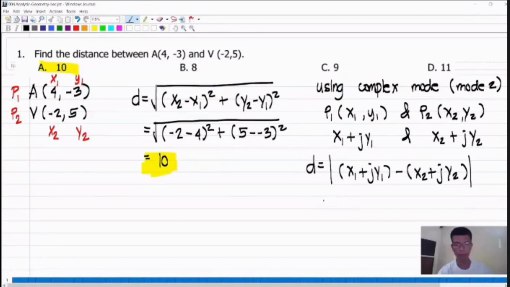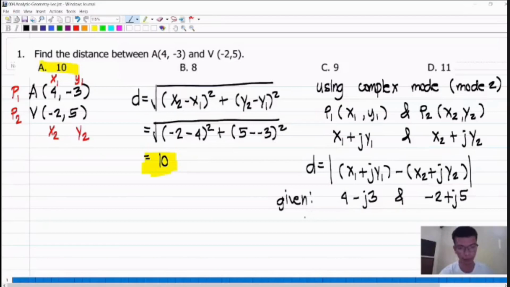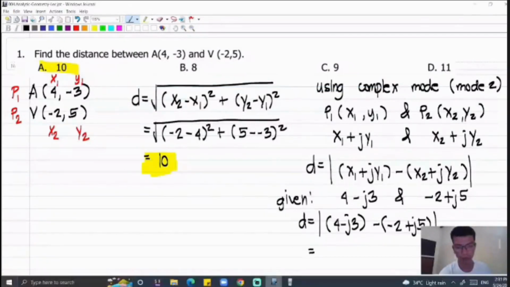So sa ating given, the given points are 4 and negative 3. So kung i-rewrite natin yan into rectangular form, yung 4 negative 3 will become 4 negative j3. And then yung other point given natin, which is negative 2, 5, magiging negative 2 plus j5 sa ating rectangular form. So solving for the distance, that will be the absolute value of 4 minus j3 minus the quantity negative 2 plus j5. So dapat 10 din ang distance, kapag ganyan ang solution natin.